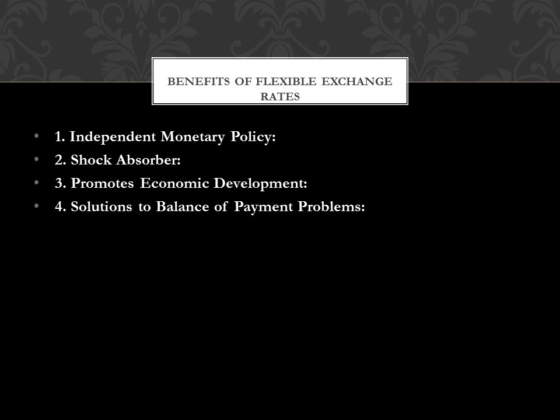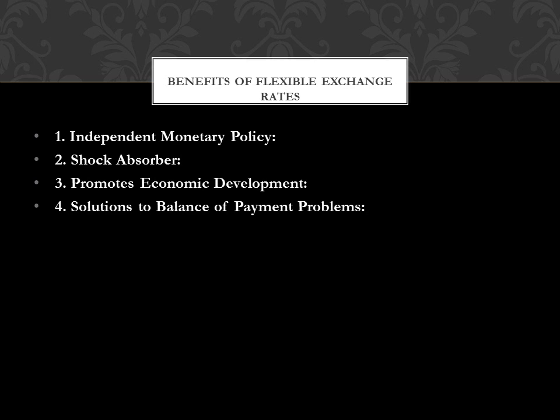Promotes economic development. The flexible exchange rate system promotes economic development and helps to achieve full employment in the country. The exchange rate can be changed in accordance with the requirements of the monetary policy of the country to achieve the planned national objective.